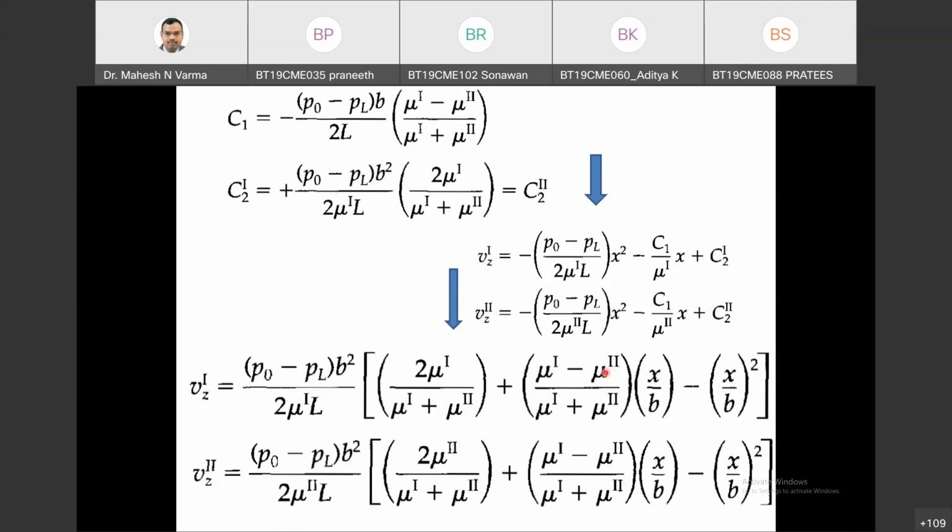If mu1 is greater than mu2, the maximum velocity will be in phase 2. Differentiate this velocity with respect to x and equate it to 0, and there you will get the maximum velocity. If mu1 is less than mu2, then differentiate this equation with respect to x and equate it to 0, and there you will get a maximum velocity front. A zero flux condition.